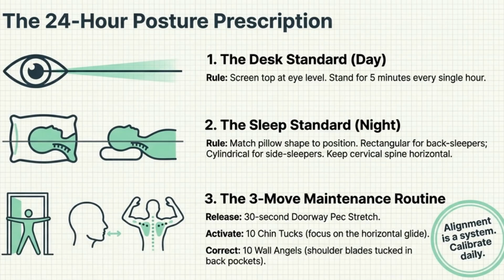Implement the 24-hour posture prescription daily. This includes the desk standard, the sleep standard, and the 3-move maintenance routine: doorway pec stretch, chin tucks, and wall angels. Alignment is a system. Calibrate daily.